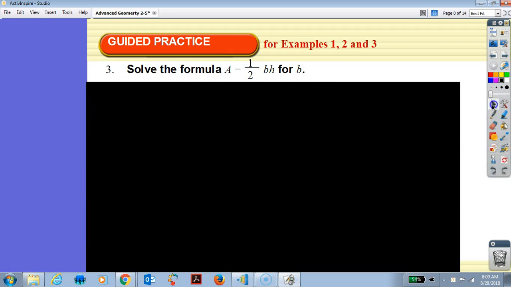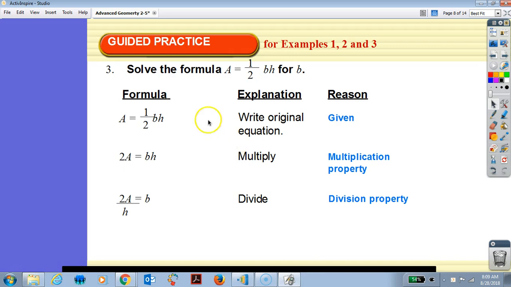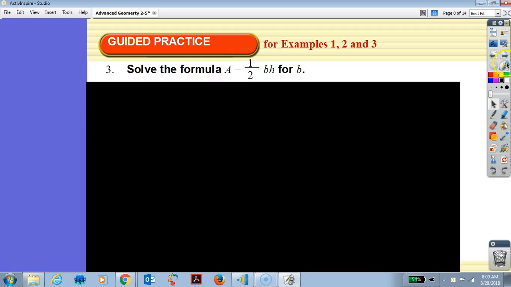Let's see how they did it. They wrote it. They multiplied by 2 on both sides. They divided by H on both sides. And then they just left it like that. They didn't do the reflexive to flip it to make it look more normal, but you totally can.